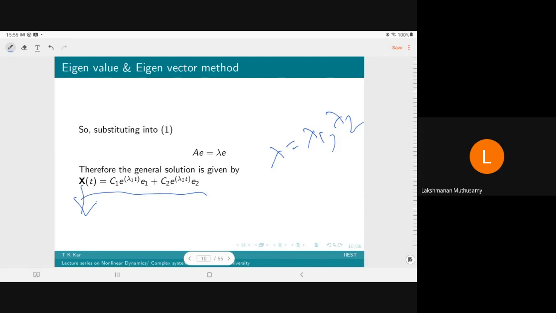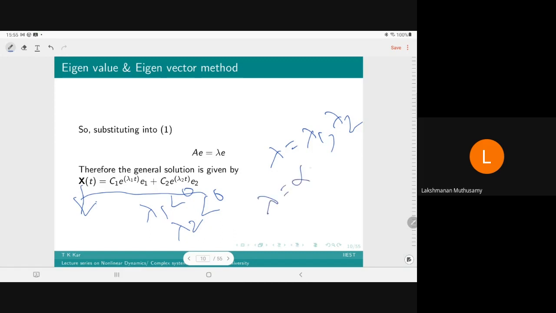So when will it happen? It will happen only when lambda 1 less than 0, lambda 2 less than 0, if both lambda 1, lambda 2 are real, and if lambda equal to, say, alpha plus minus i beta, in that case alpha must be less than 0. In those cases only this x(t) tends to 0 and the equilibrium becomes stable, locally stable.